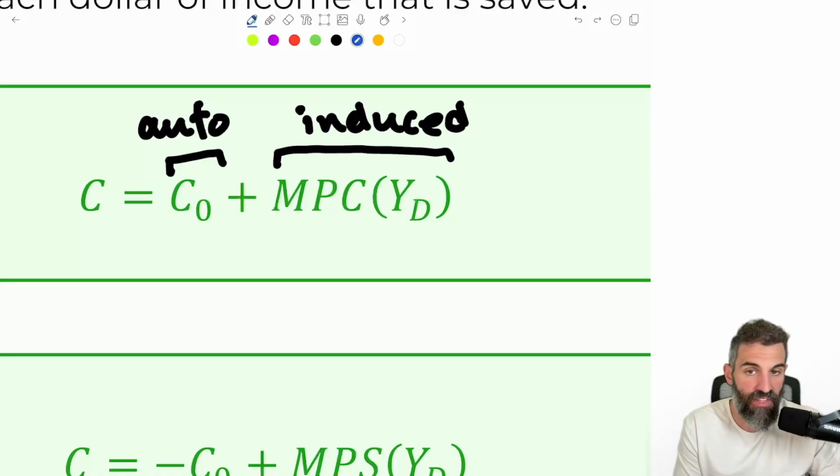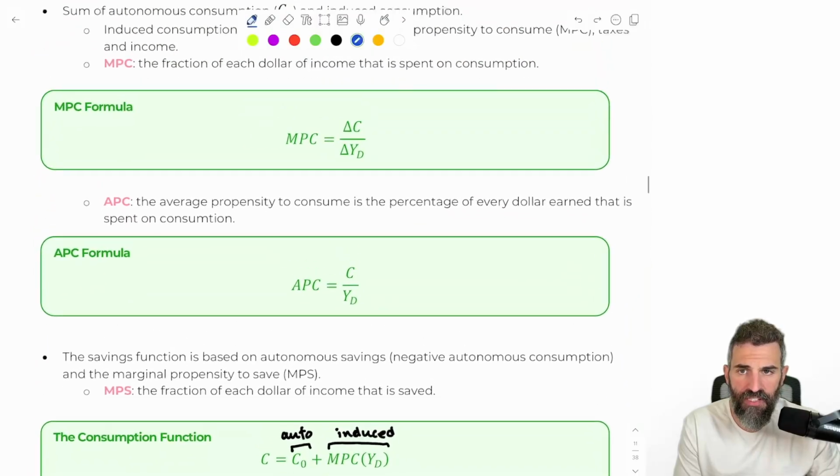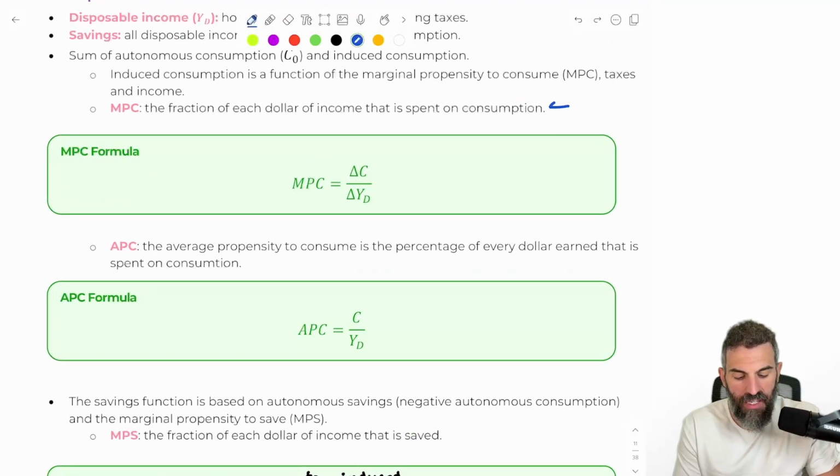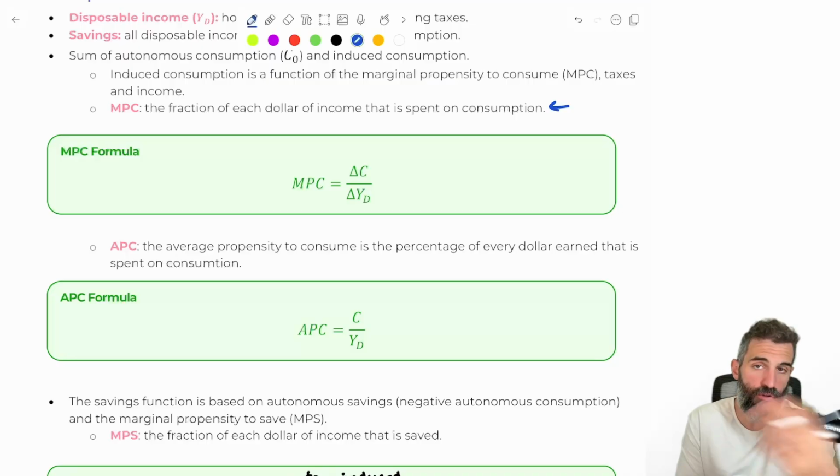MPC, think of that as your slope, marginal propensity to consume. You have all the definitions here, by the way. But the marginal propensity to consume is basically the fraction of every dollar of income that you're going to actually consume. So say, for instance, you had an MPC of 0.5. It means every dollar of disposable income that you earn, half of that will be spent on consumption. The other half will be saved.